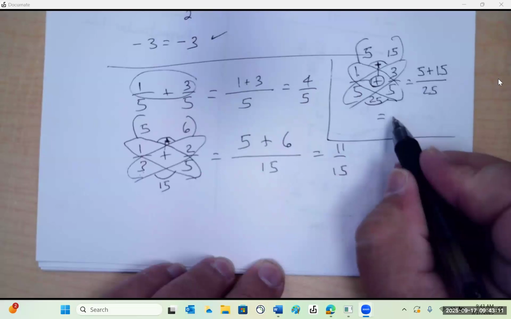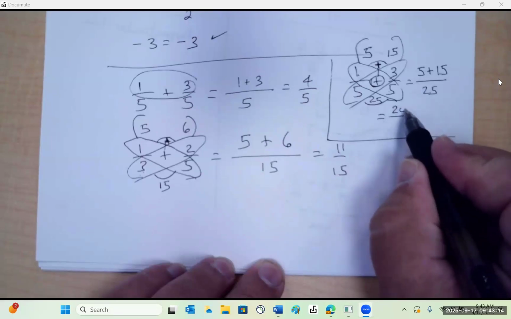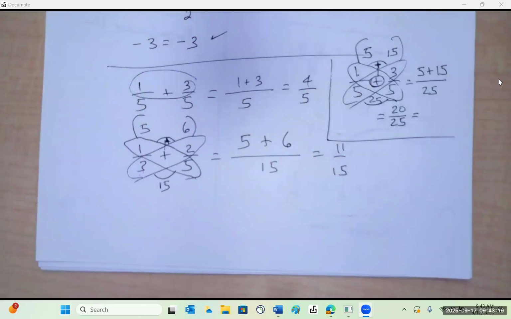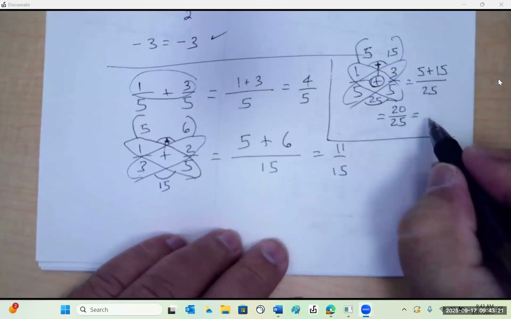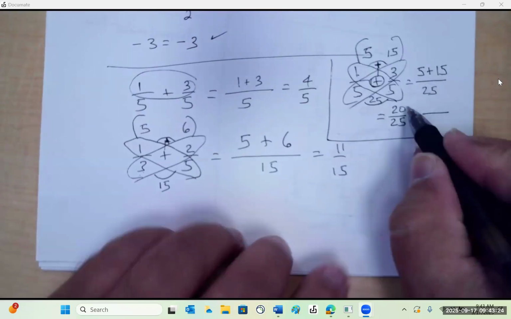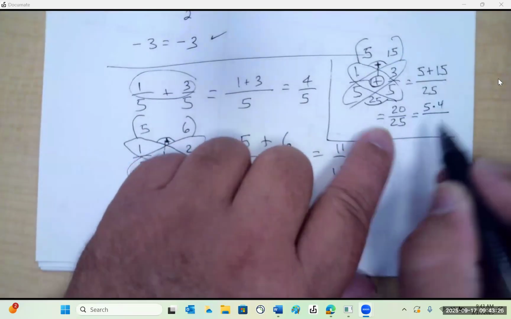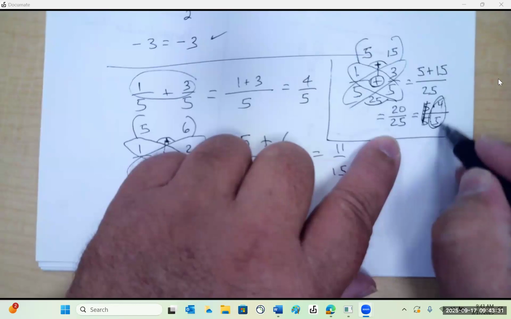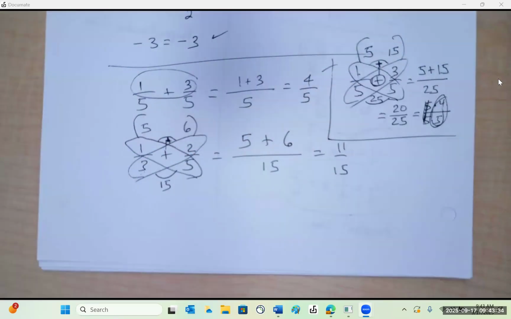What is 15 plus 5? 20. What do 20 and 25 have in common? 5. So 20 is made up of 5 times 4. 25 is 5 times 5. The 5's cancel. We're left with 4/5. So don't worry, if you ever have to do adding, subtracting fractions, just use the butterfly method. It's a legitimate method.